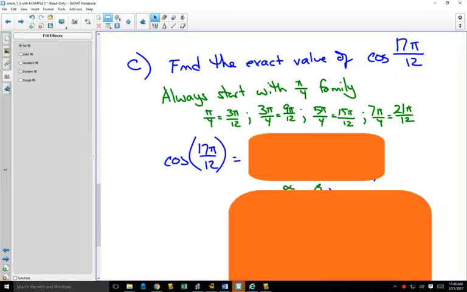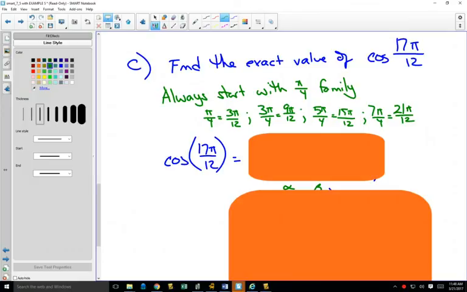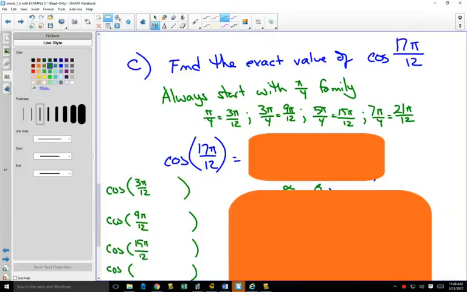In fact, I'm going to do it off to the side before we even start here. Cos. You don't have to write this down. But I have 4 family members already started, right? Pi over 4 is 3 pi over 12. 3 pi over 4 is 9 pi over 12. 5 pi over 4 is 15 pi over 12. And 7 pi over 4 is 21 pi over 12.